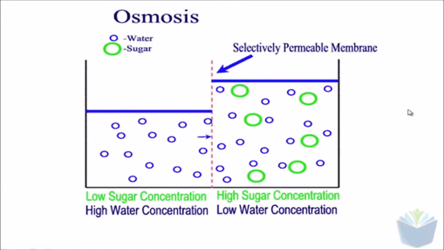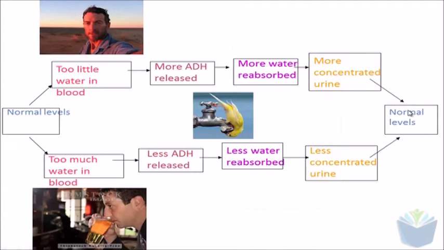Okay, so we're going to have a look at how ADH actually regulates blood water. So here you've got the normal levels, and if there's a change from that stable level, whether there's too little or too much, that change is detected by receptors. Information is then sent to the hypothalamus, which is the control center, which tells it to stimulate either more ADH in the case of there being too little, or less ADH if there's too much water.